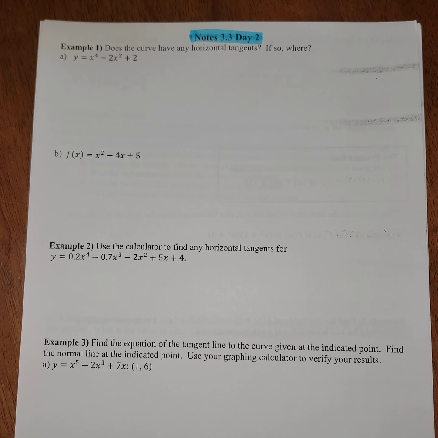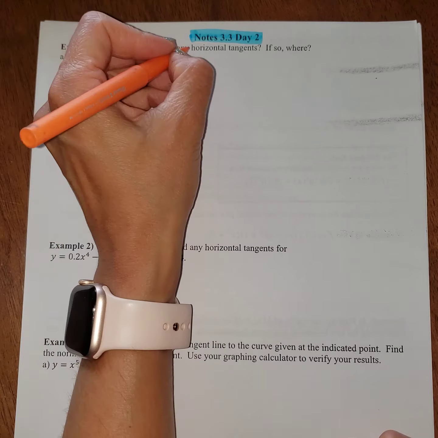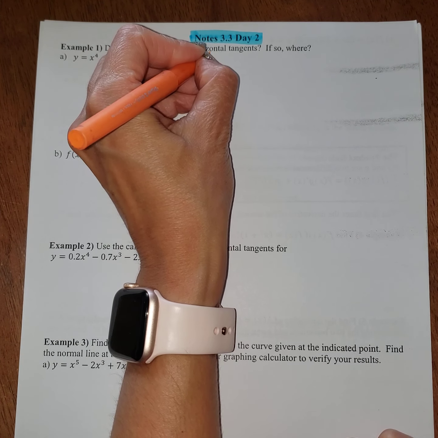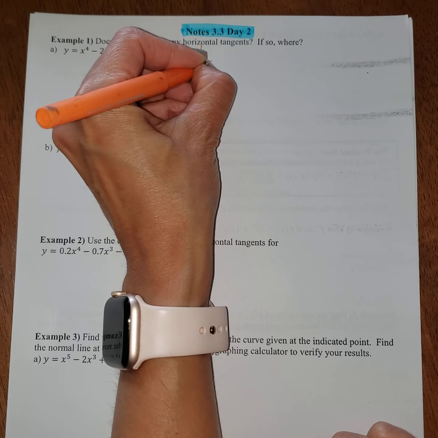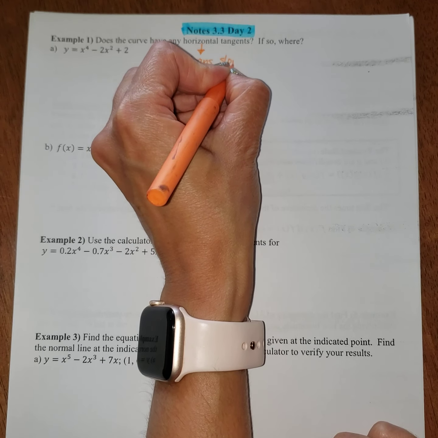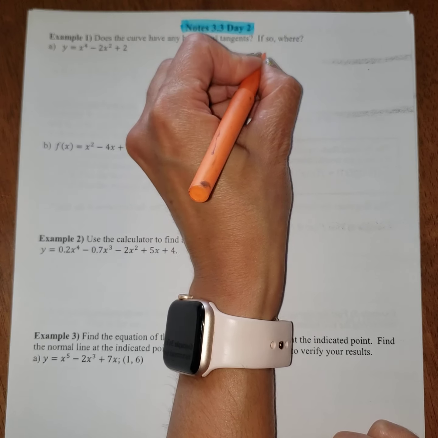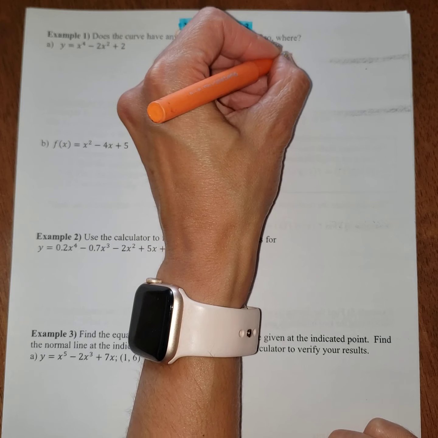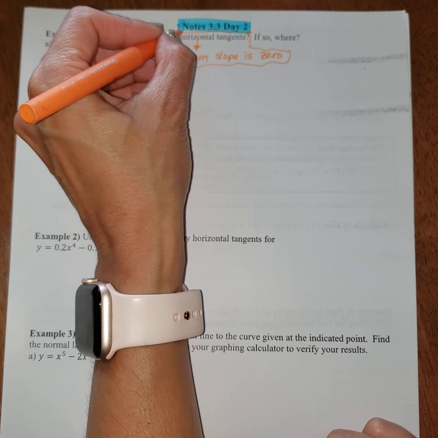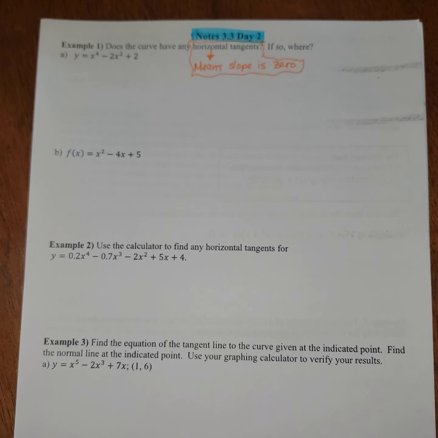All right, anyways, example 1. Does the curve have any horizontal tangents? If so, where? Well, first of all, what in the world does it mean to have a horizontal tangent? Remember, horizontal lines means the slope is what? 0. That's what it means to have a horizontal tangent. That means that the tangent line has a 0 slope. Okay, so that's what we're looking for.